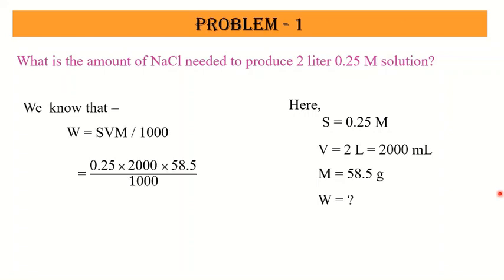Now put everything here and it comes 29.25 gram. So 29.25 gram sodium chloride is needed to produce this solution.